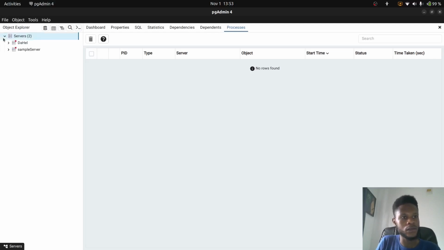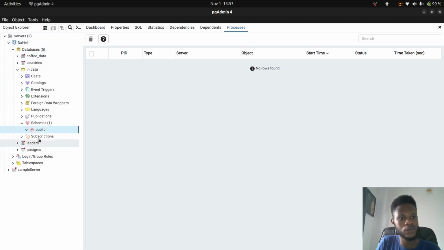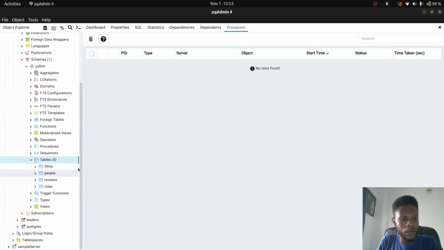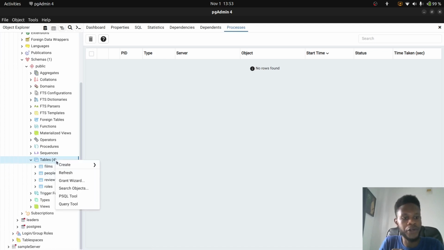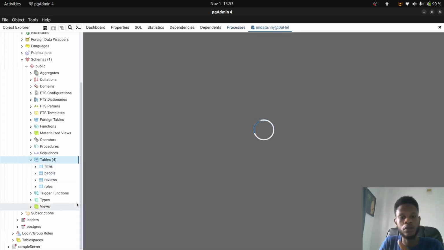Right, so this is the server I'm working with. This is the table. I'm working with this database. The database contains information about films, movies, and there are 4 tables. The table we're going to use is the people table. So let me open a query tool so we can write our SQL queries there.